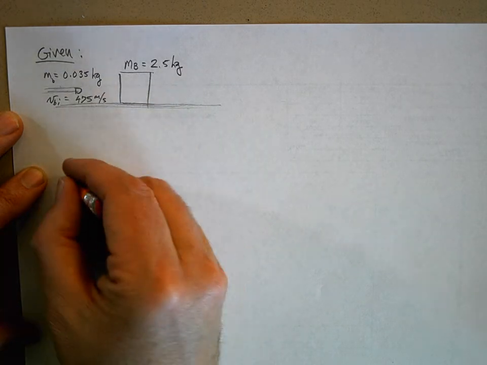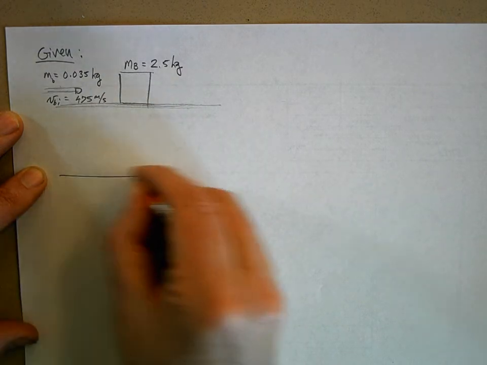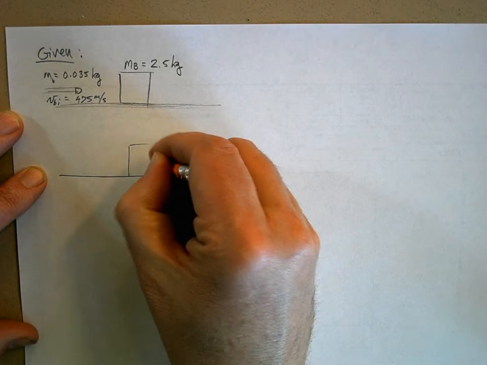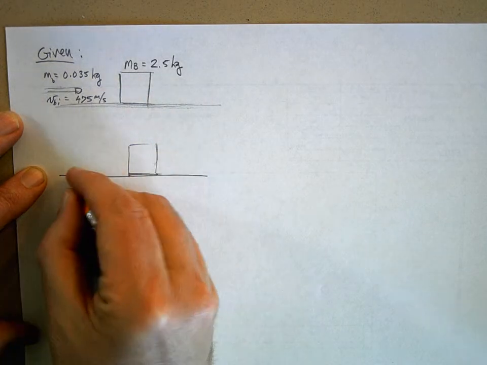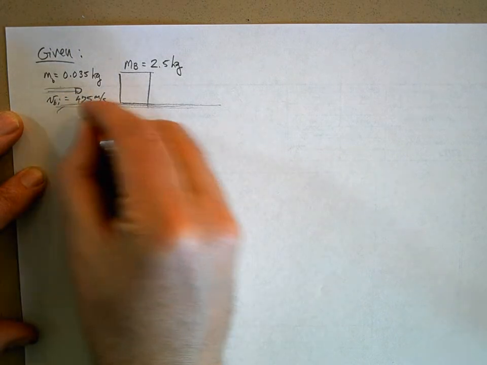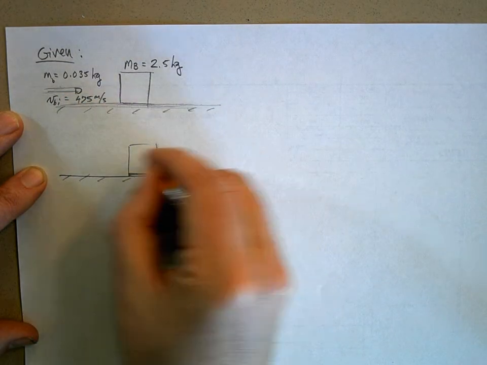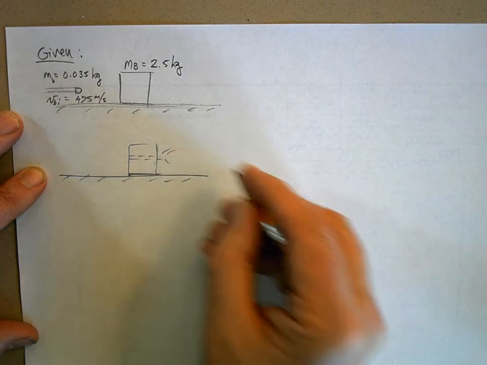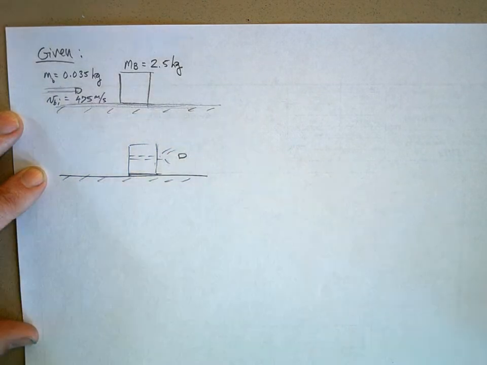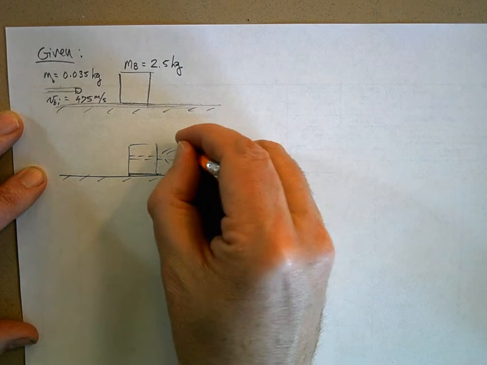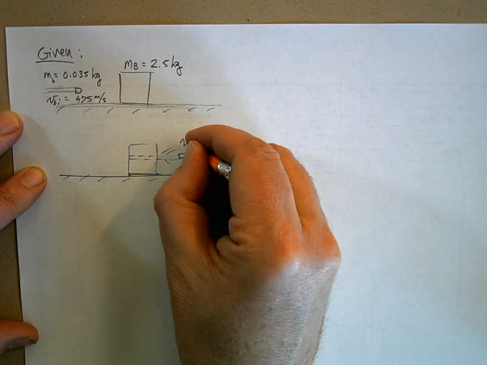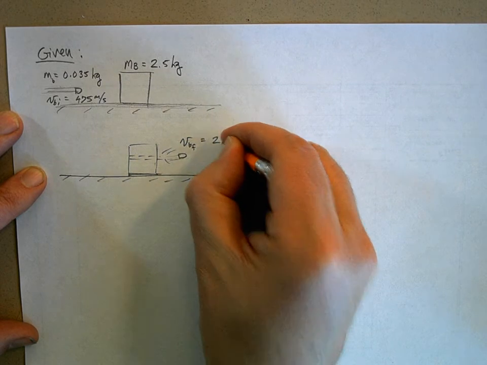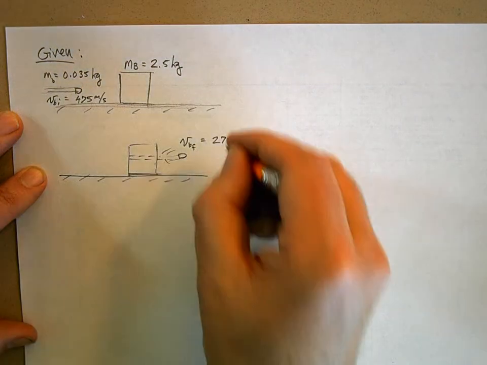And then here's after. I'm going to draw it right below it. So the bullet goes all the way through the block. Here's the ground. So it drilled a hole through it, and here's maybe some minor splinters coming off. But there's the bullet, and it's still moving. And the final velocity of the bullet was given to be 275, yes, meters per second.